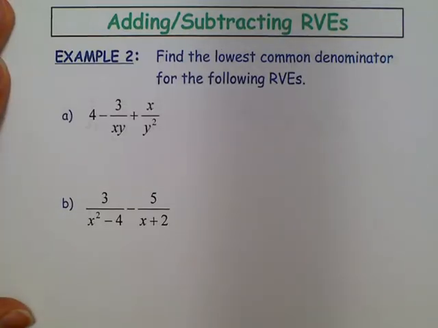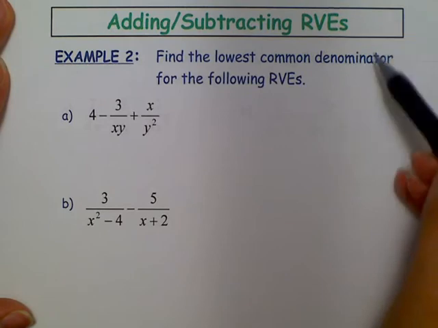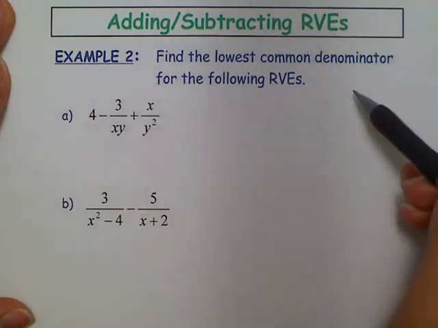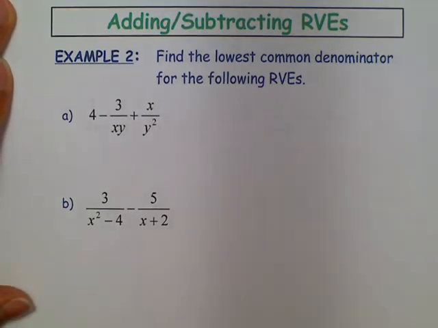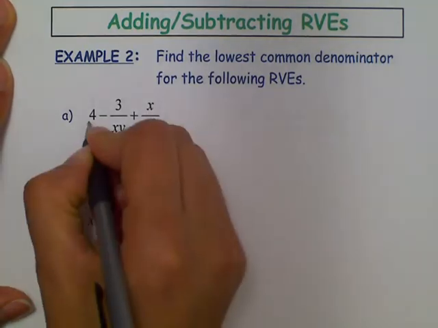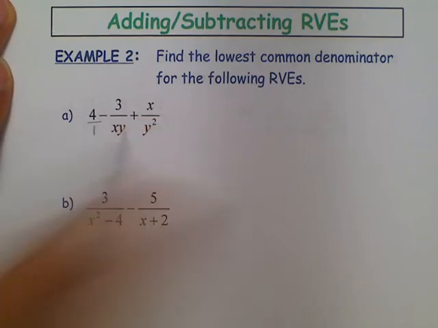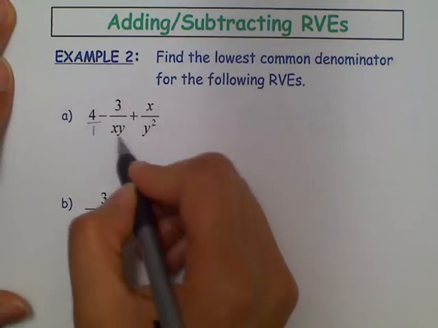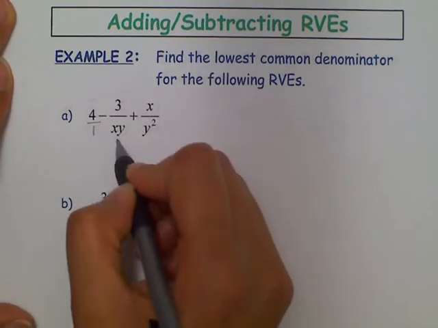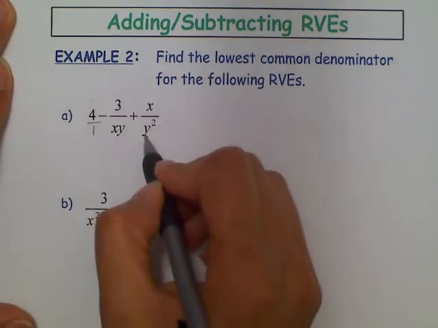Okay, in example 2, we're going to find the lowest common denominator for the following RVEs. So the goal is just to find the lowest common denominator, not to simplify or anything in this case. And so what we need to look at is what the denominator is in each of these terms. So the first term, my denominator is this imaginary 1. In the second term, I have a denominator of x times y. And in the last one, I have a denominator of y squared.